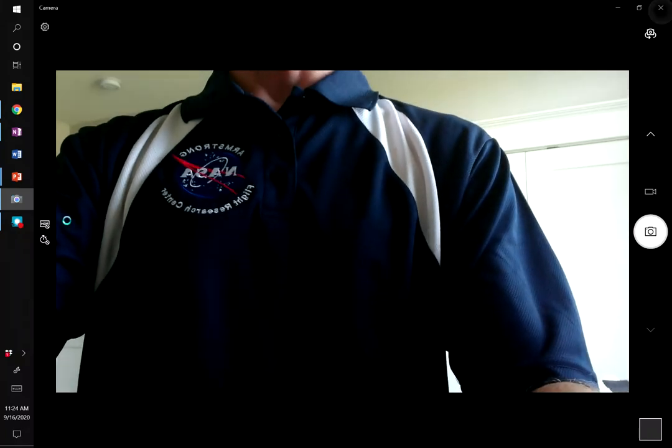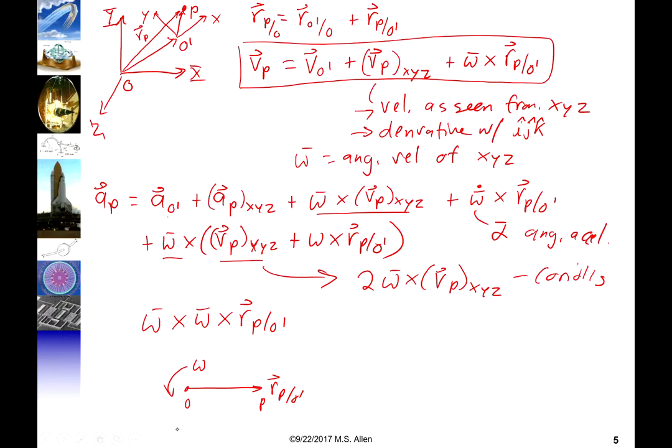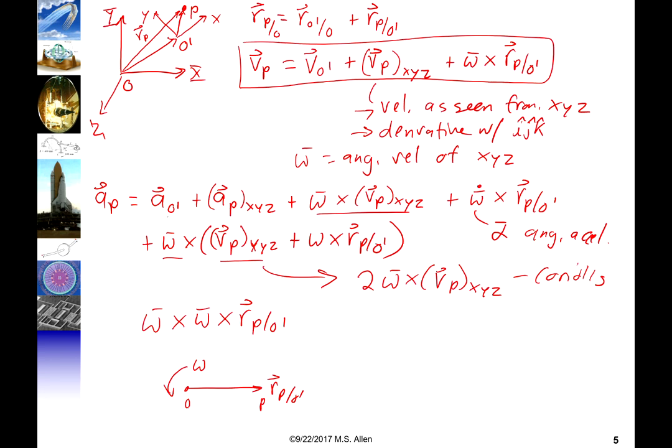So let's flip back and let's see that again. So again, if my fingers are pointed this way and I want to curl them towards r_P/O', then the thumb has to point that way. So this would be omega cross r_P/O'.